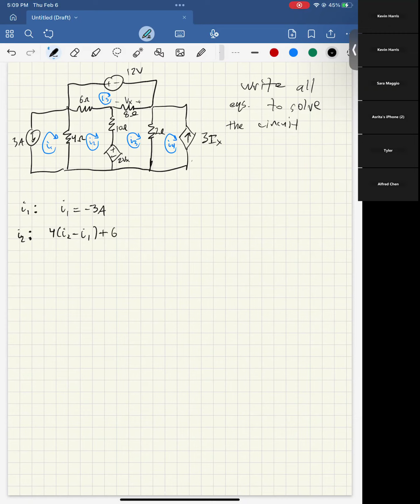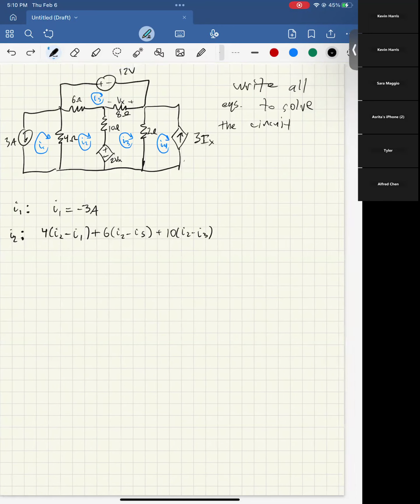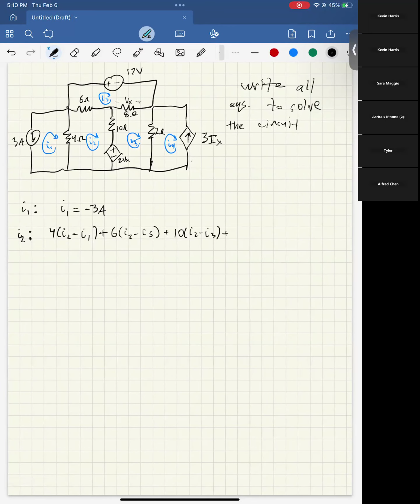Then on the top, we have 6 times I2 minus I5. On the right, we have 10 times I2 minus I3. And then with this voltage source, even though it's a dependent source, you just treat it exactly the same as any other voltage source. Since the voltage drop is in the direction of current, this one is positive. So this is then just going to be plus 2Vx, and that's everything, so that equals 0.